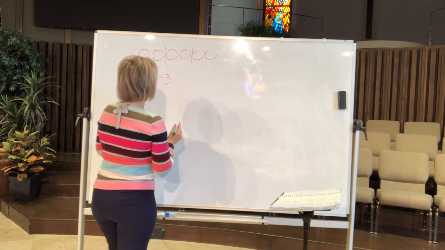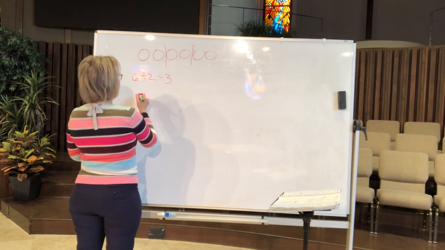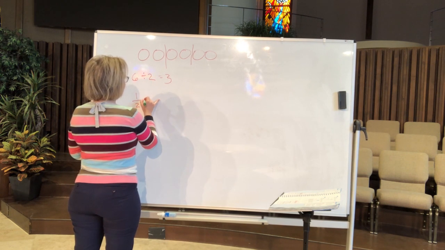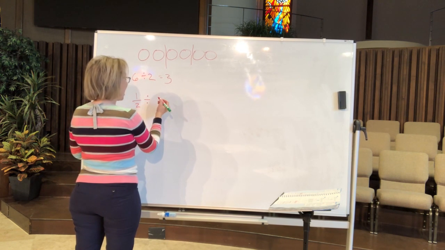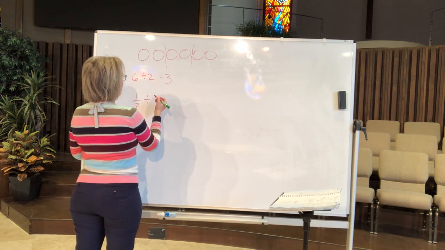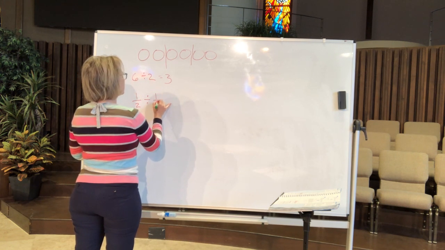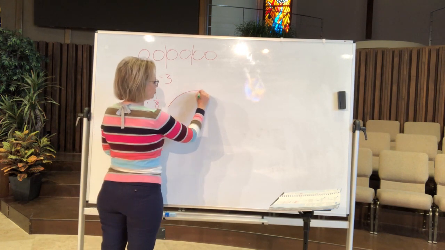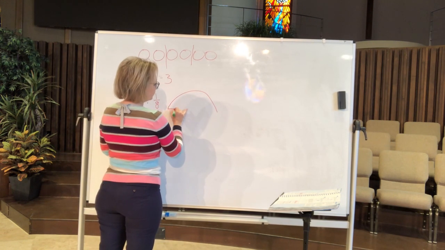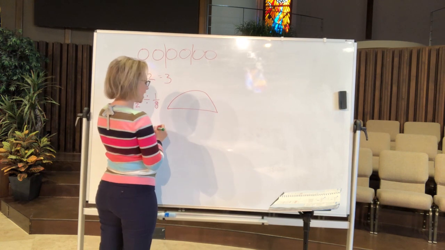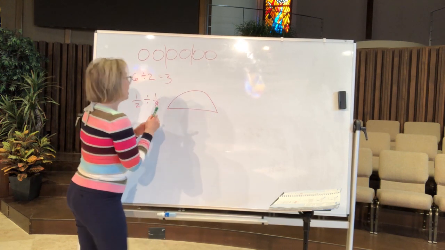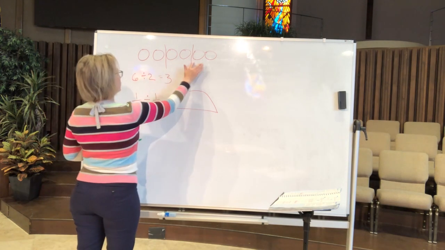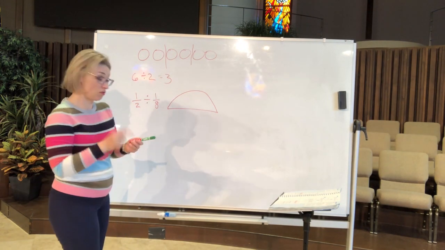Now think of it this way. What if I said I have 1/2 and I need to divide it by 1/8? Okay? So I'm going to draw my big half circle. There's my half. I need to divide it. Think how we did this here. We divided in groups of 2. I'm going to divide this into groups of 1/8.